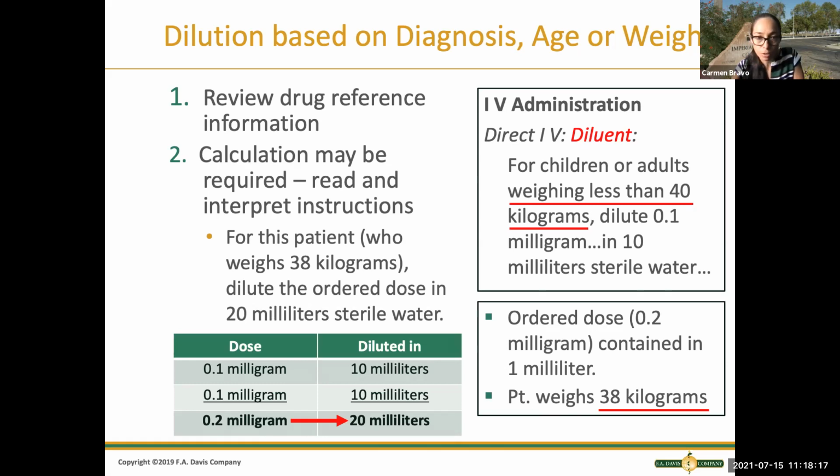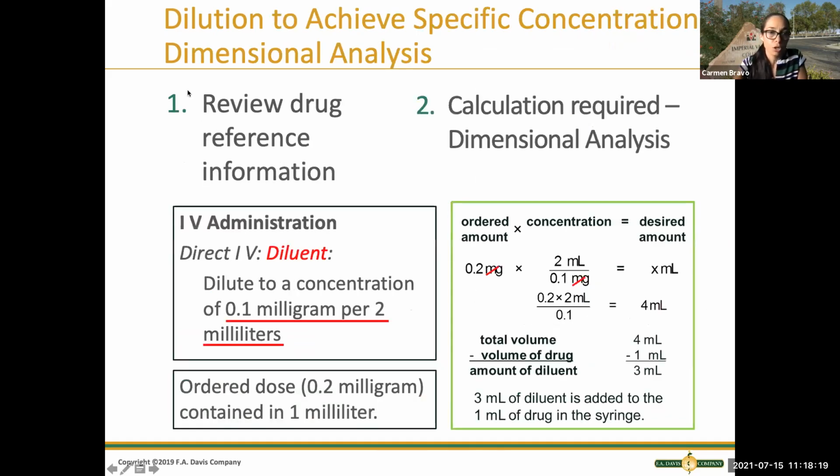So the other type of dilution is to be able to achieve a specific concentration. Again, the order is the same, and the IV administration says dilute to a concentration of 0.1 milligrams per 2 milliliters of fluid. So in this case, it tells you you have to add fluid. Just by looking at it, if my order is 0.2, I have to add 2 milliliters.